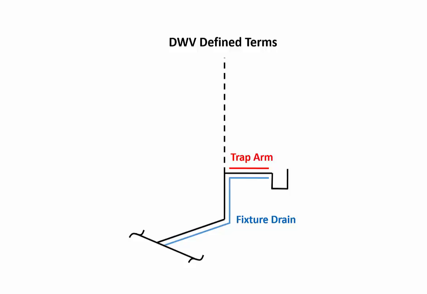This illustration shows the difference between a fixture drain and the trap arm portion of the fixture drain. Notice that the trap arm begins at the outlet of the trap and ends at the face of the vent pipe fitting. Trap arms and fixture drains are typically the same pipe size as the fixture's outlet.